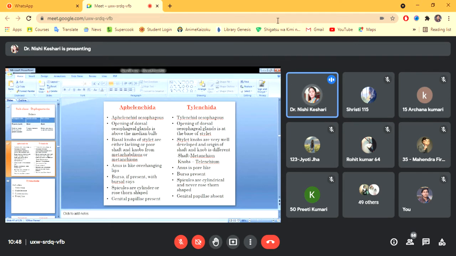Spicules are either cylindrical or rose-thorn shaped. Here the rose-thorn shape is the peculiar character of Aphelenchoides. So if you see any nematodes with rose-thorn shaped spicules, you should assume that this is Aphelenchoides. And the cylinder shape is of Aphelenchus. Spicules are cylindrical and never rose-thorn shaped. So if it is rose-thorn, it is especially for the Aphelenchida group. Genital papillae present, here the genital papillae absent.